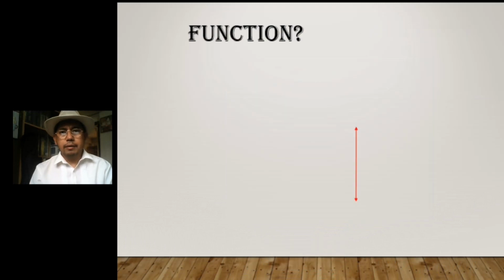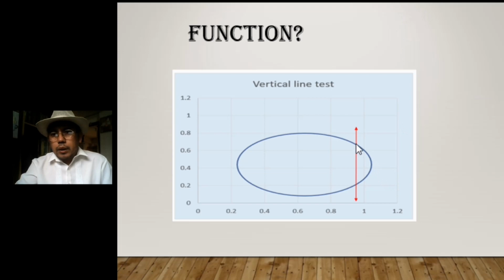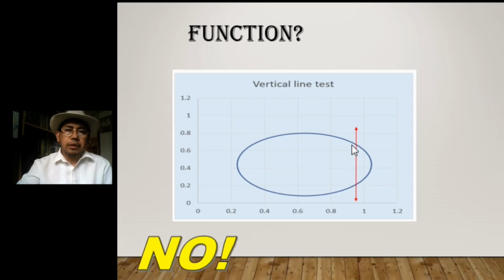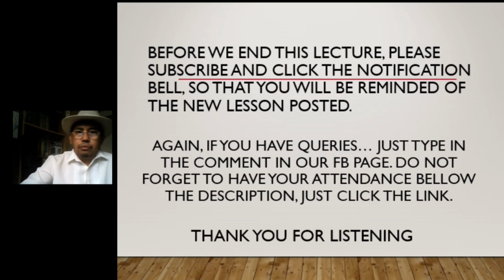How about this one? You will notice that it is the graph of an oblong. Now you have in here two intersections between the vertical line test and the circle. So we have this part and we have this part. And so this is not a graph of the function.